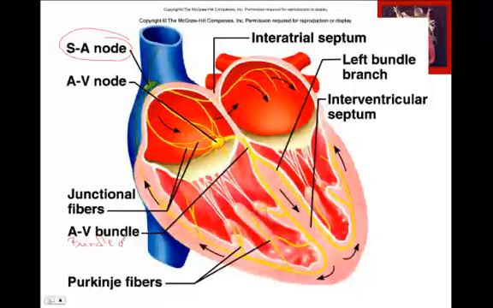And then that bundle of His is going to branch into the left and the right bundle branches, and then these left and right bundle branches are going to branch into the Purkinje fibers. And these Purkinje fibers are what are going to cause the ventricles to contract. They'll pass on that impulse to the ventricles, causing the ventricles to contract. And then they'll also pass on that impulse to the papillary muscles, causing them to contract and causing them to close those valves.